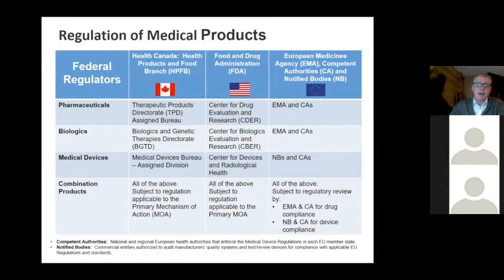In this chart, I specifically want to draw your attention down to the combination products area, where it really talks about how these products are regulated with respect to the primary mechanism of action. So when we're talking about a drug, we're obviously talking about a primary mechanism of action which is biochemical. When we're talking about a device, we're talking about a primary mechanism of action which is predominantly mechanical. This will become important.